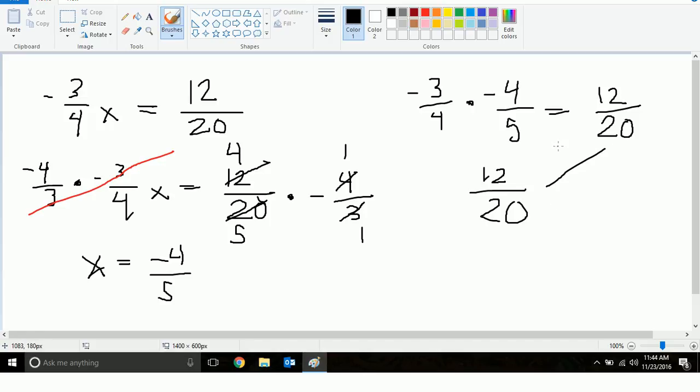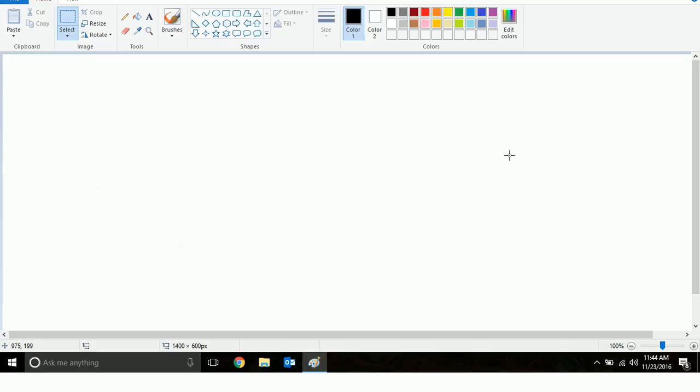Okay, so some of you probably noticed that there is a time-saving step we could have done. So let's look at that again and do it with the time-saving step that we could do. It doesn't save us a lot of time, but it saves us a little bit of time.